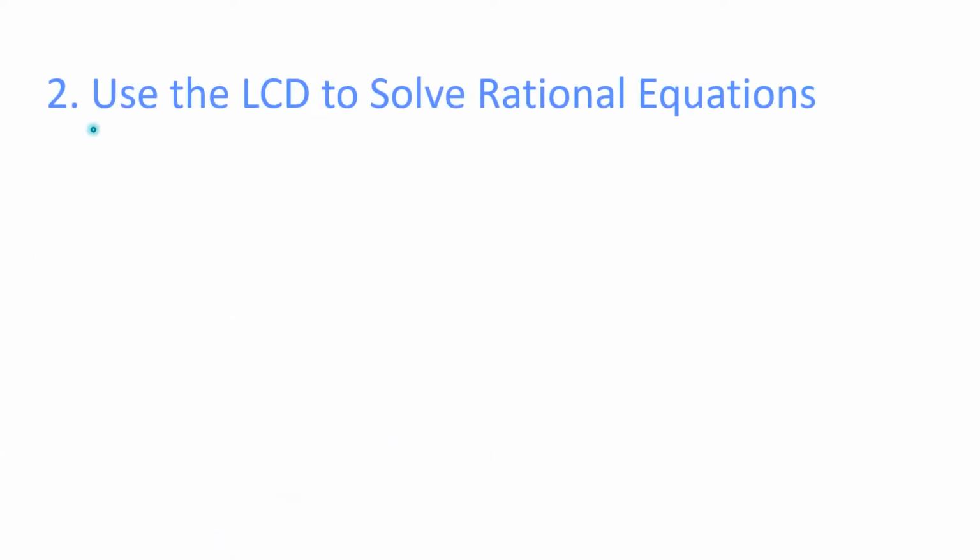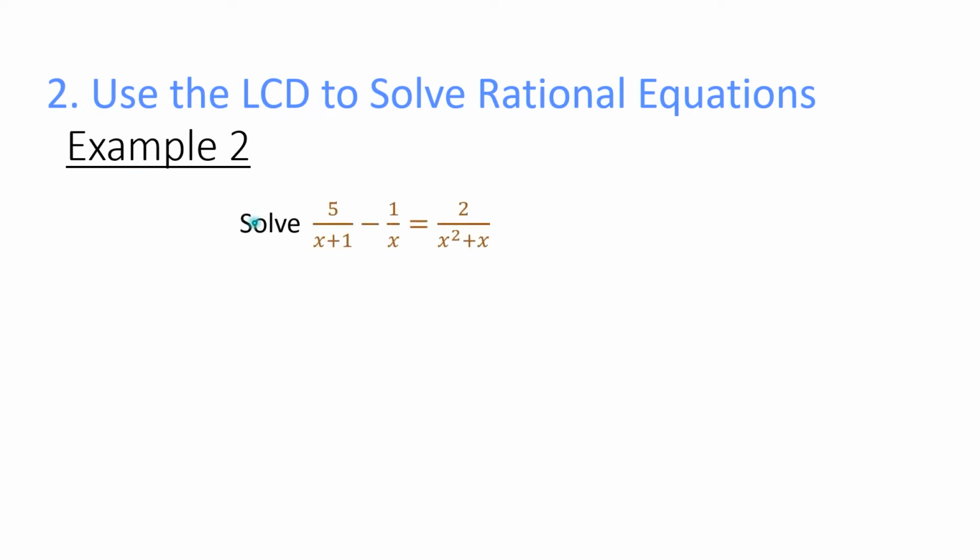Well, let's move on to the type 2 problems. That is to use the least common denominator, LCD, to solve rational equations. For example, solve 5 over x plus 1 minus 1 over x equals 2 over x squared plus x. Here you can see that the denominators are different. If the denominators are different, first we have to make the denominators the same by finding the least common denominator. Here, the least common denominator of x and x plus 1 is x times x plus 1.